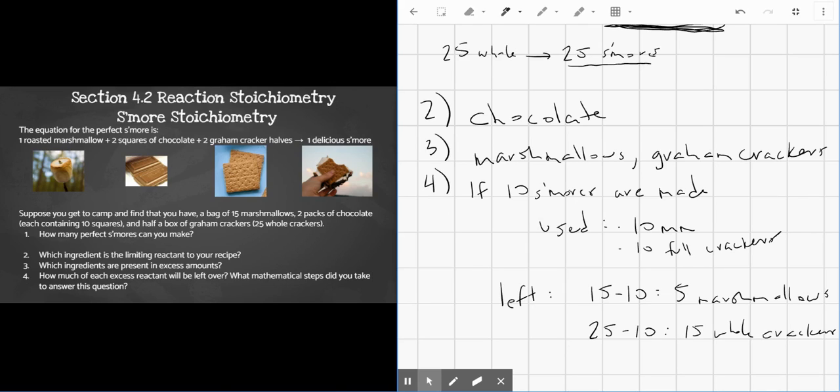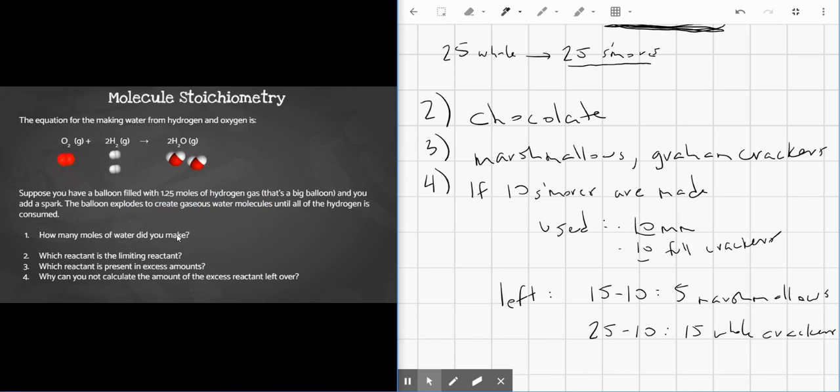Okay, so that's how we figure out how much of my excess reactants are left. We have to assume that we make the maximum number possible, so that was 10, figure out how much we would have used of our excess, and then subtract how much we used from the original amount to figure out how much is left. Okay, that is pretty complicated when it gets to a real problem. So let's look at an actual molecule stoichiometry problem.